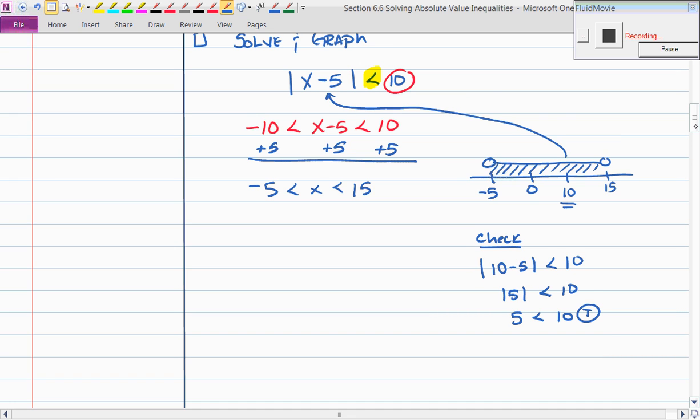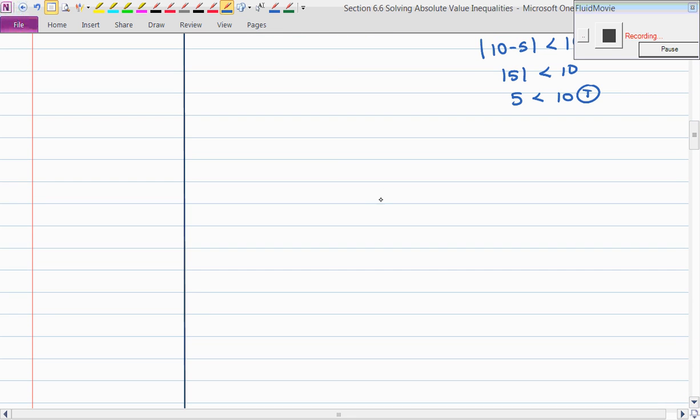Okay, we're going to do some practice problems. I'm going to give you a problem, then pause it, let you work it out, and then see if you got the right answer. So here's practice, and we'll just do two of them. Okay, number one. Graph the following.